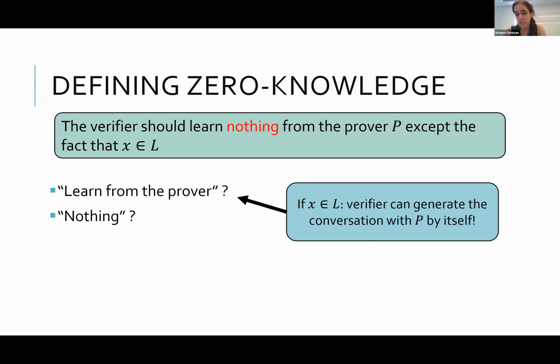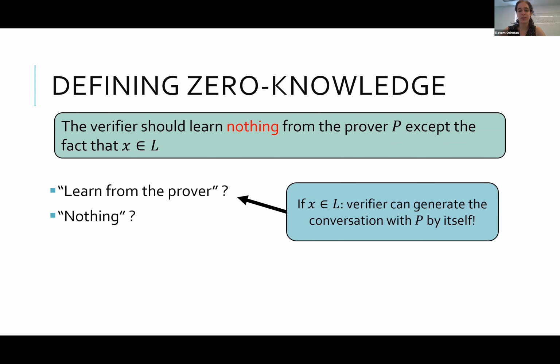If only you believed me that the solution was correct, you could have simulated everything else in your own head. You could have pretended that you're seeing the cards being shuffled and then that the numbers being revealed were 1, 2, 3, 4. You didn't need any extra information in order to carry out this simulation. So this is one really important aspect of the definition. And the second aspect is learning nothing.